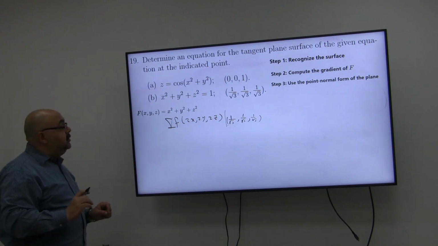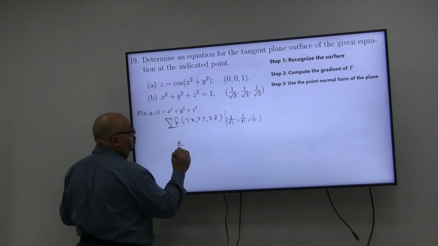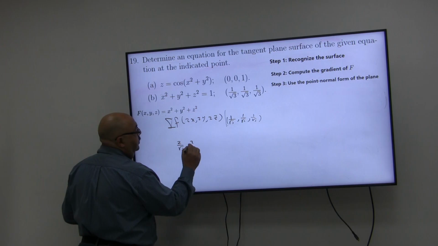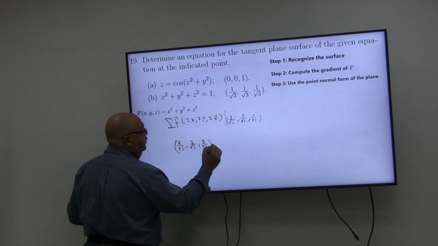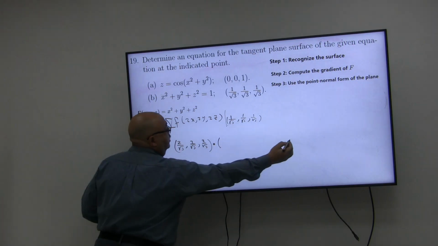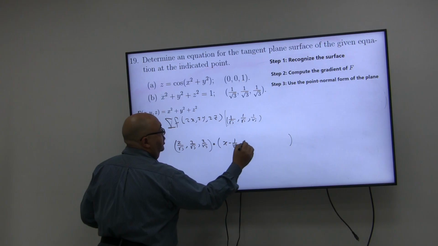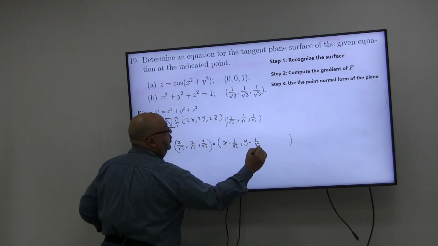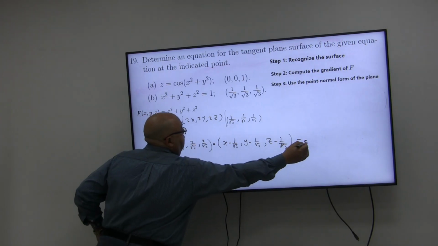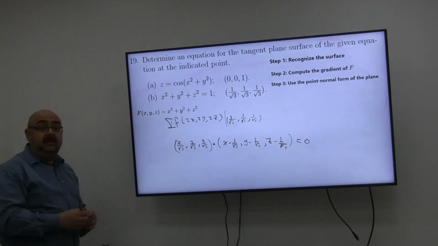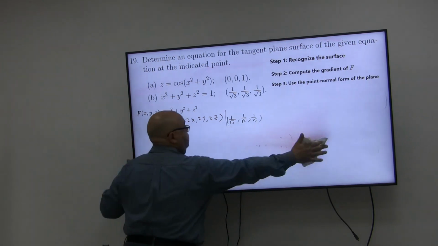In order to get the tangent plane, it's going to be 2 over root 3, 2 over root 3, 2 over root 3. And all of this will be dot product with the position vector: x minus 1 over root 3, y minus 1 over root 3, z minus 1 over root 3, and equal to 0. This is the equation of the tangent plane, as you will see.